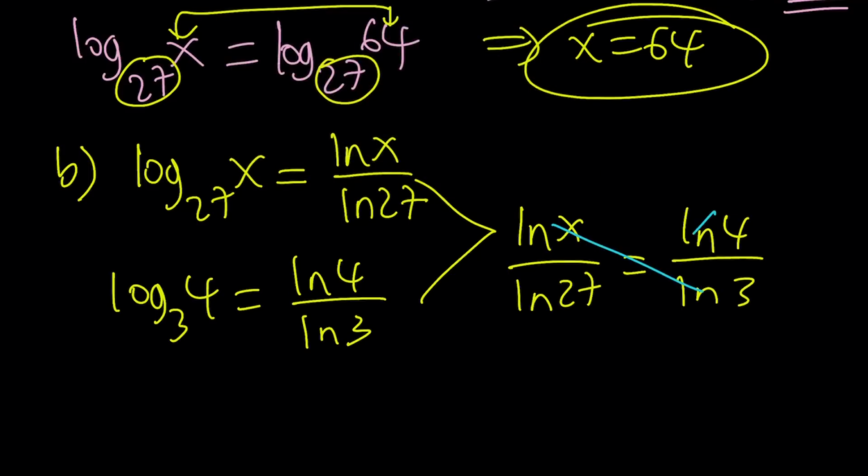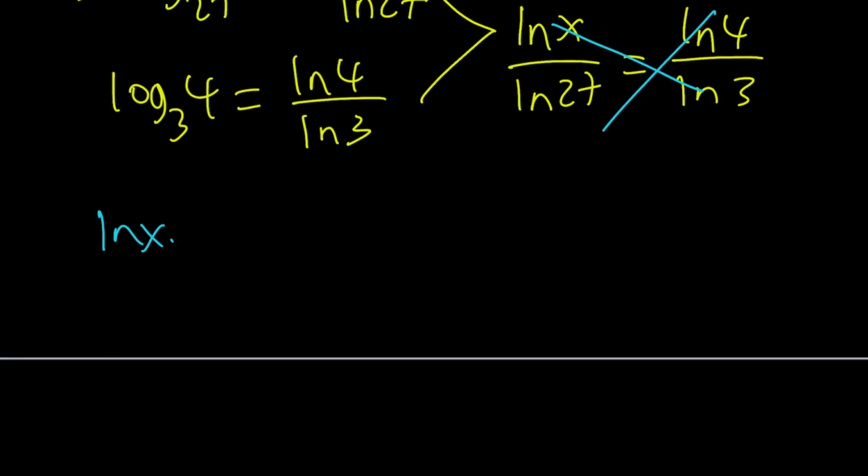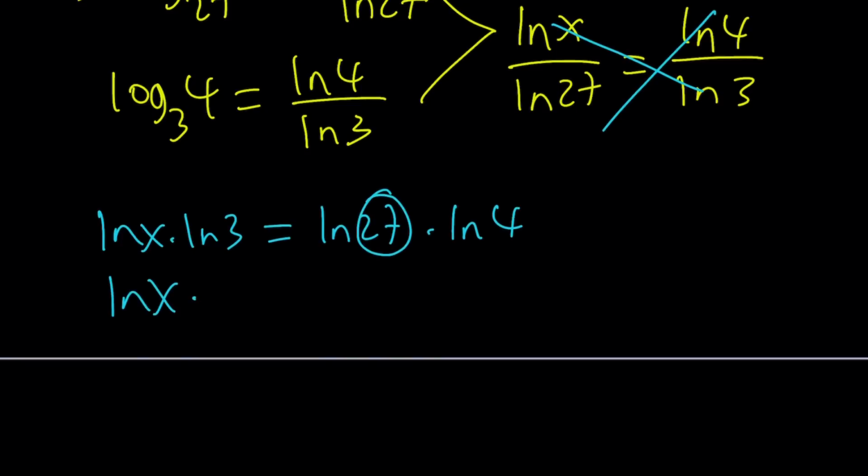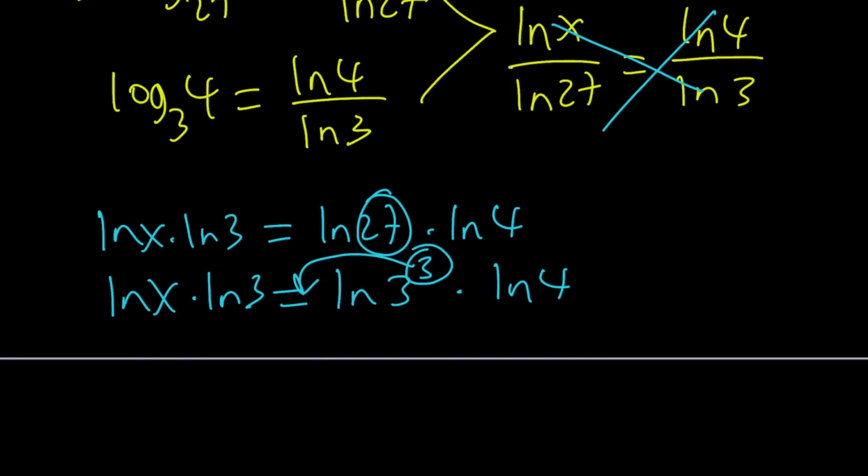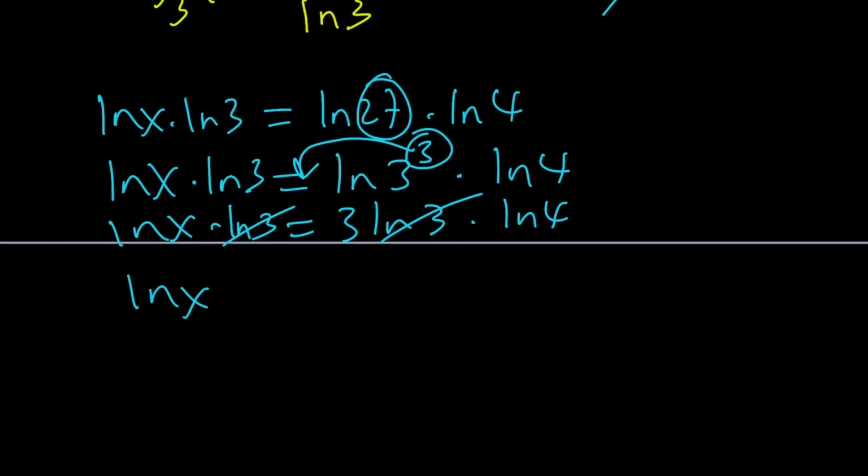Let's do it. That gives us ln x times ln 3 equals ln 27 times ln 4. Now 27 is 3 to the third power, so let's go ahead and write it as ln 3 to the third times ln 4. Now you can definitely move this 3 to the front. That's going to give you 3 ln 3 times ln 4, and that's equal to ln x times ln 3. And from here, you're going to cancel out the ln 3. You're going to end up with ln x equals 3 ln 4.